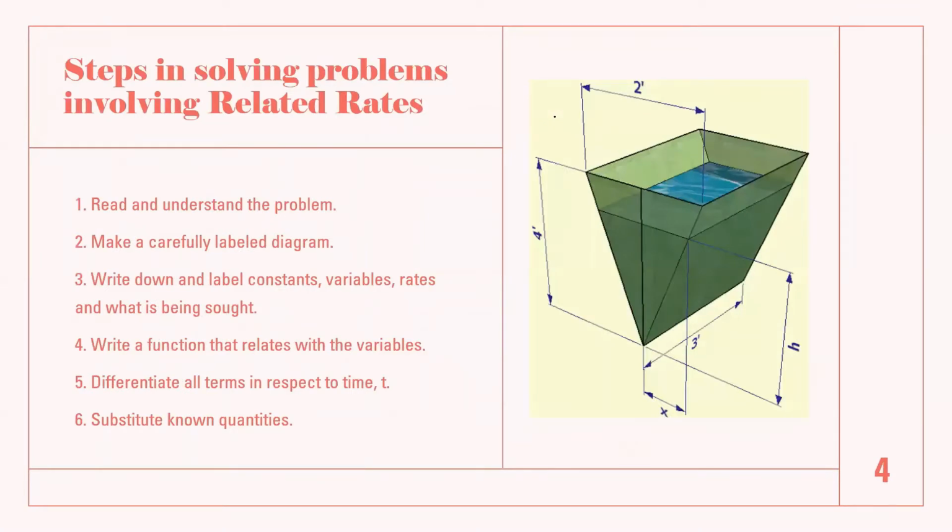So here are the steps. So first, we're going to read and understand the problem. Second is we're going to make a carefully labeled diagram. Third is we're going to write down and label constants, variables, rates, and what is being sought. Fourth, we're going to write a function that relates with the variables. Fifth is we're going to differentiate all terms in relation to time, t. Then we're going to substitute known quantities.